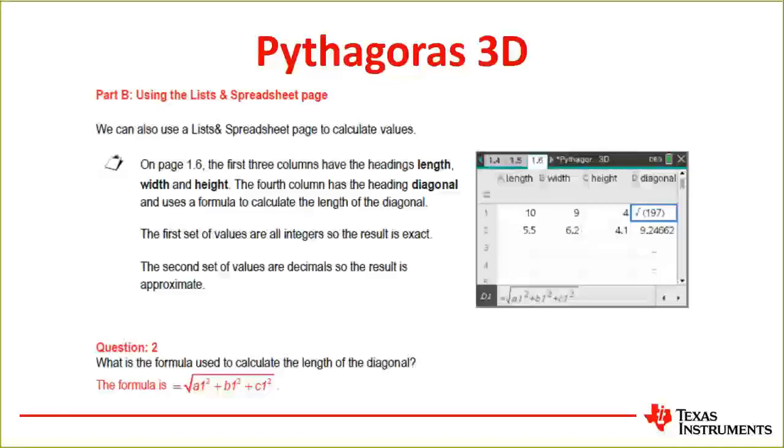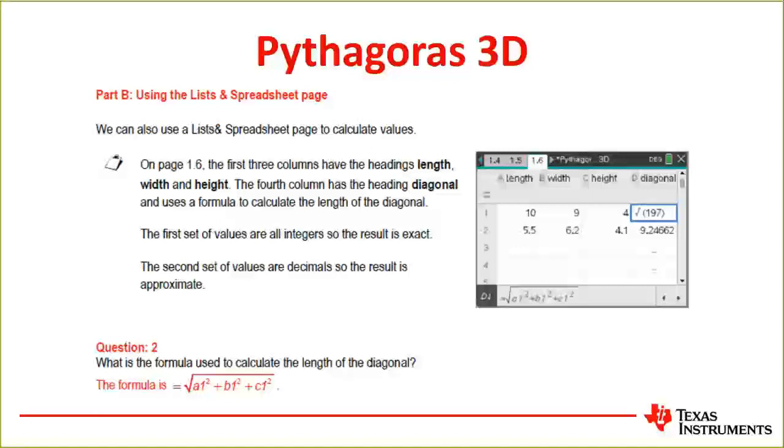I don't have enough time to run through all of the activity, but students are encouraged to calculate that diagonal for various box dimensions using the calculator application. Students are then invited, as you can see on the screen here, to use the list and spreadsheet application to calculate the diagonal. The nice thing about this activity is that in columns A, B, and C, you can define the dimensions as variables. So in column A, length, in column B, width, and in column C, height. You can insert some values for the various lengths, widths and heights there, as you can see. And then in column D, you can introduce a variable called diagonal.